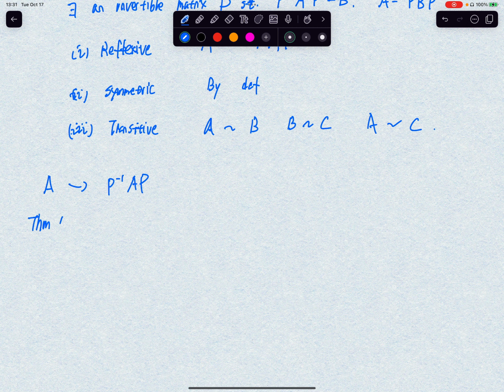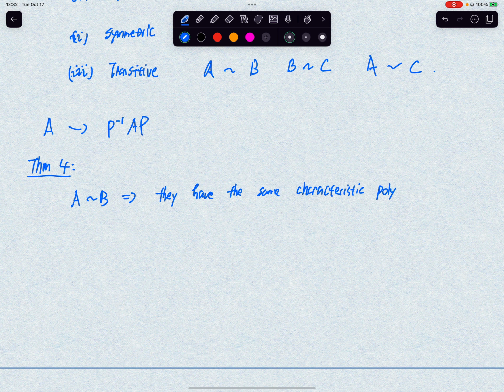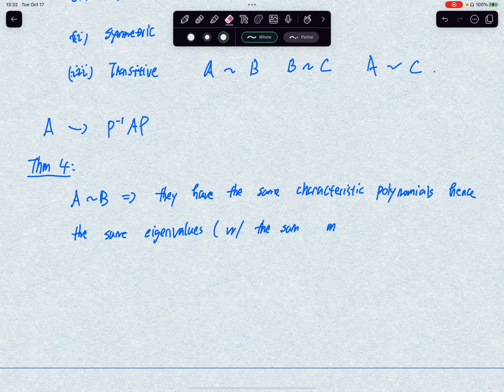So now let us prove a theorem which states that if n by n matrices A and B are similar, then they have the same characteristic polynomial, and hence the same eigenvalues, of course with the same multiplicity.